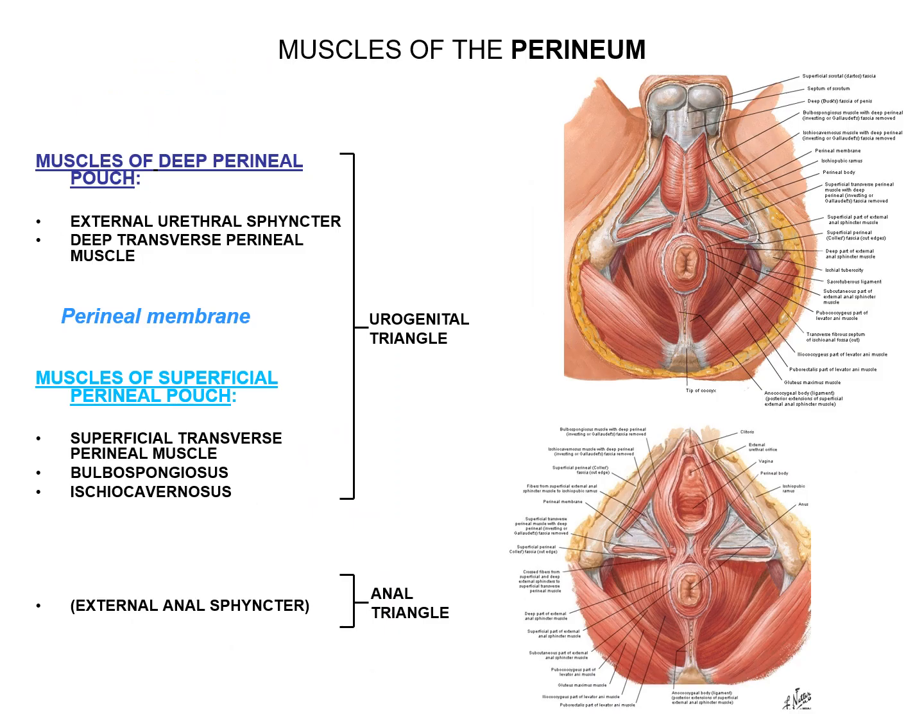Muscles of the deep perineal pouch are the external urethral sphincter and deep transverse perineal muscle, while muscles of the superficial perineal pouch are the superficial transverse perineal muscle, bulbospongiosus muscle, and ischiocavernosus muscle. The anal triangle contains the external anal sphincter.